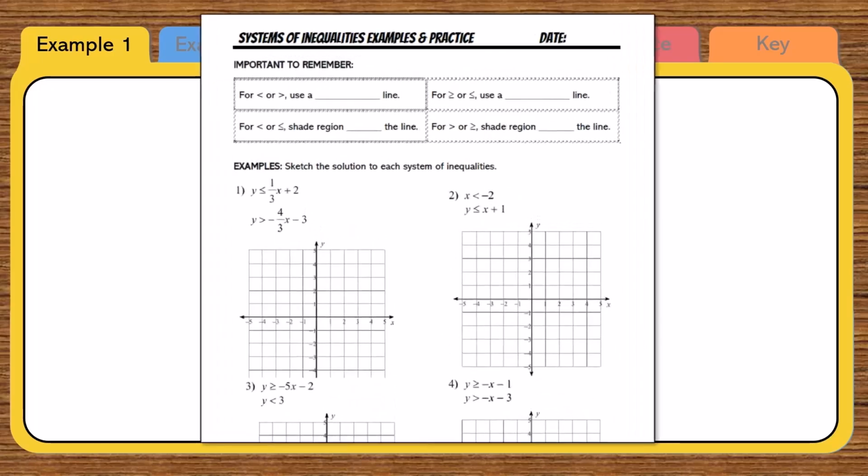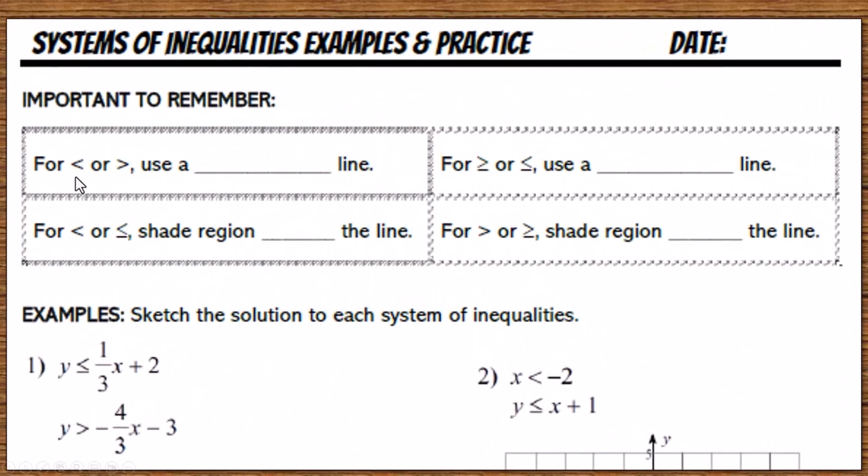Let's do this. If you have a less than or a greater than sign, you would have a dashed line. If you have a greater than or equal or less than or equal to symbol in the inequality, you're going to have a solid line. For anything where it says y is less than or equal to, you will be shading below. And the opposite, if it's greater than or equal to, you will be shading above.